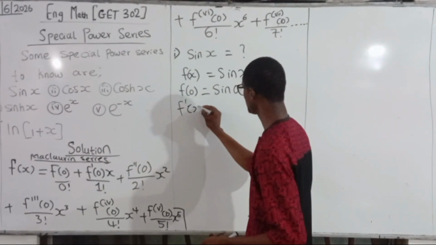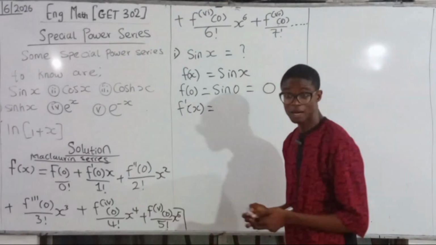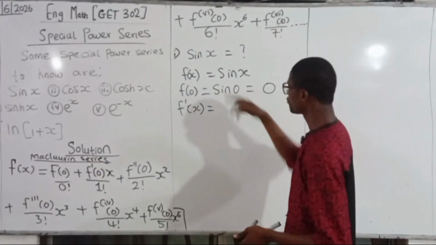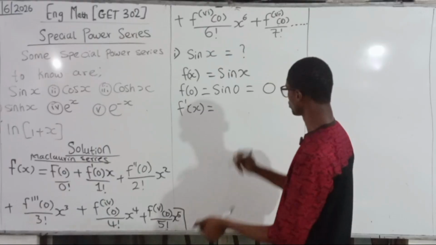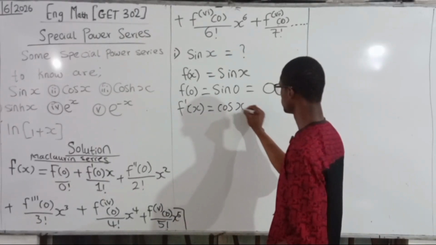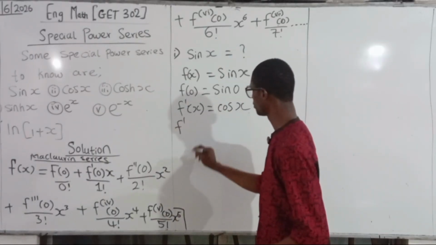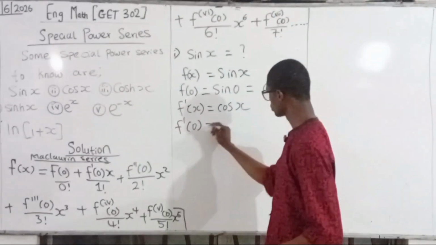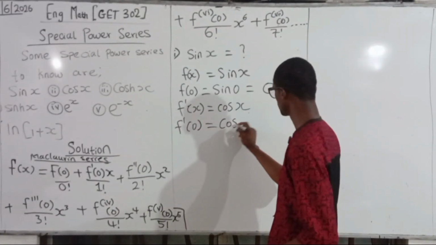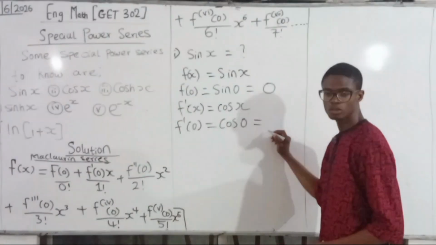Right? Now, for us to get the next derivative, which is f prime of 0, we need f prime of x, right? So what is f prime of x? Cos x. So it means that this will be f prime of 0, so in that case we put 0 for x, which will give you what? 1.